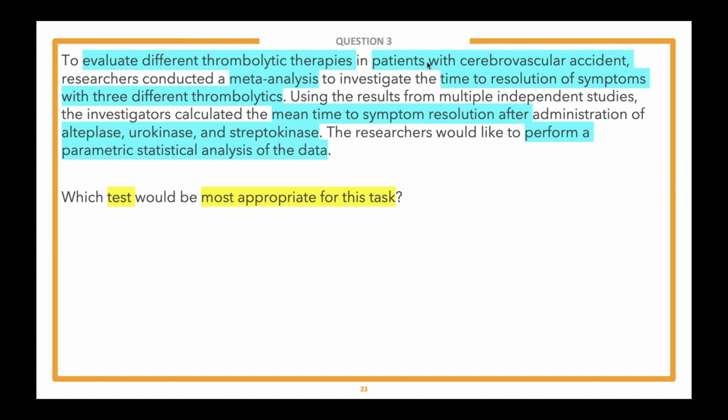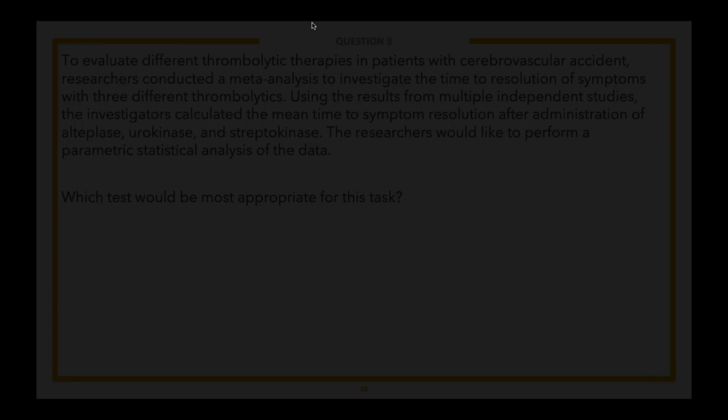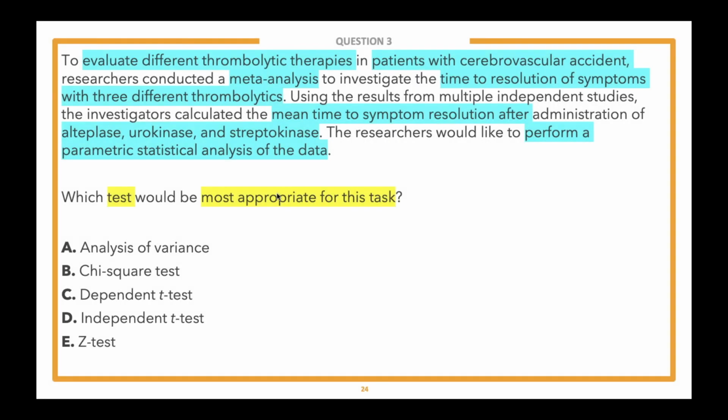So let's take a look at those answer choices, see what we're working with. And as you can tell here, we have a few fun answer choices. We have answer choice E, which is a z-test, D, which is an independent t-test, C, a dependent t-test, B, chi-square test, and A, analysis of variance. So once again, take a look at that vignette. Determine what you need to best answer this question.